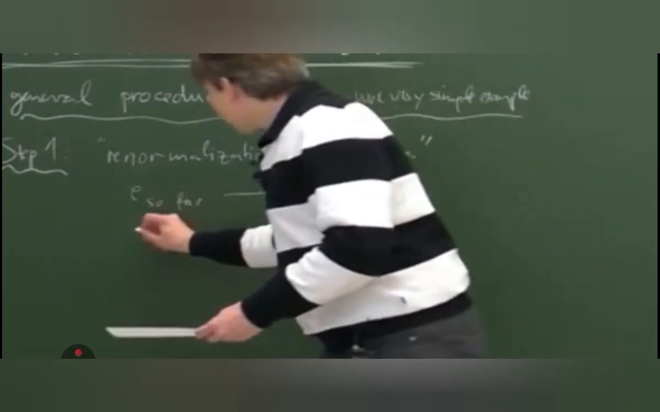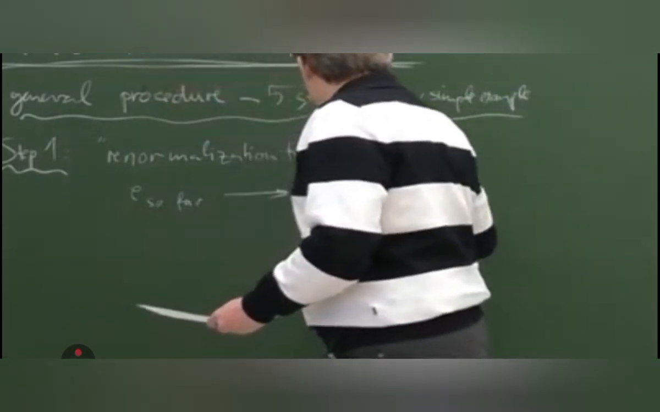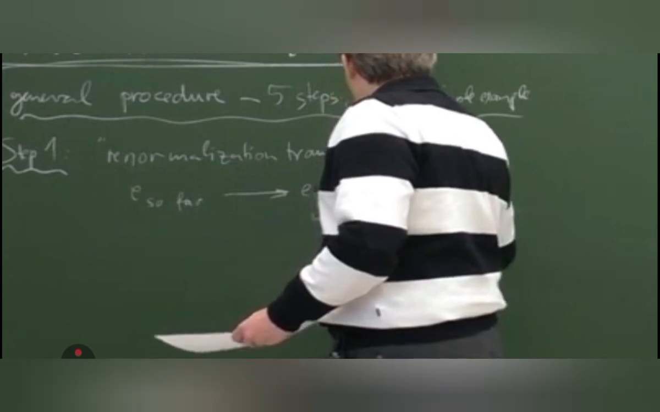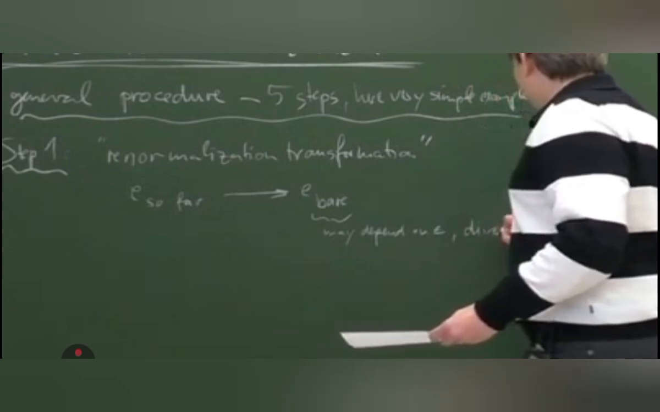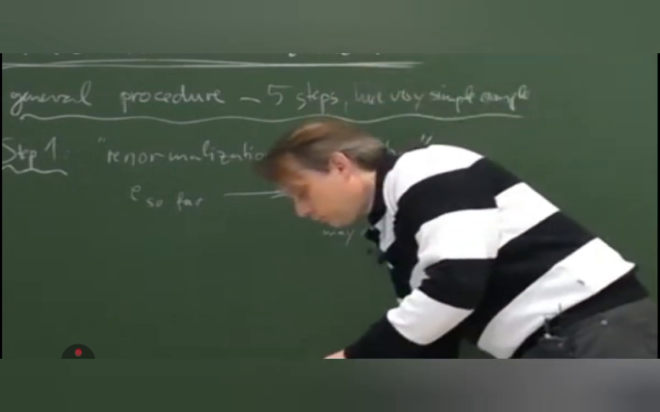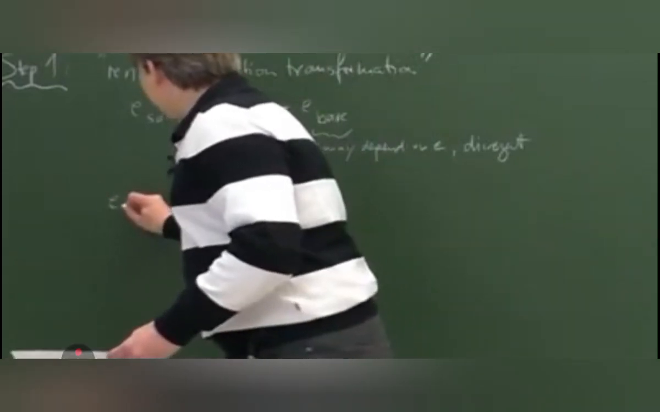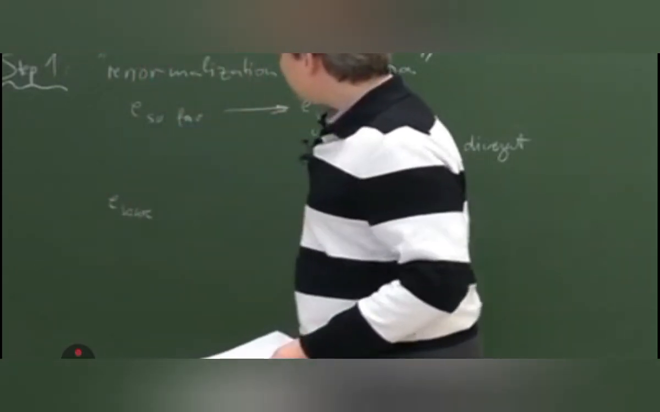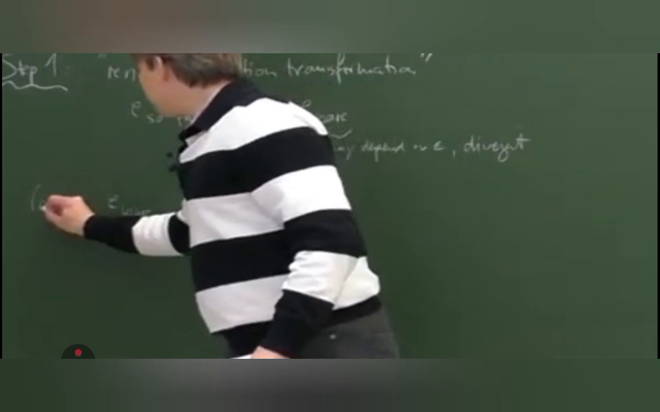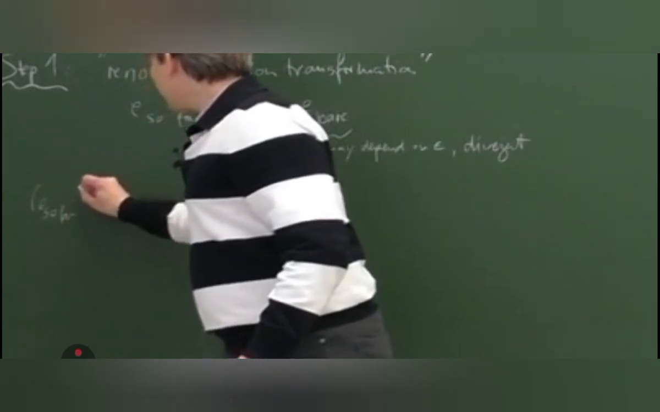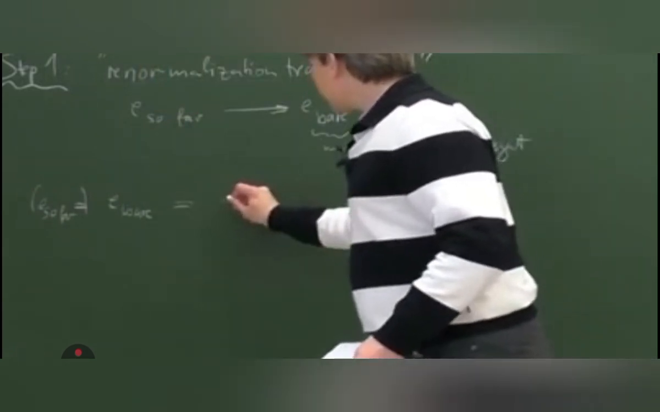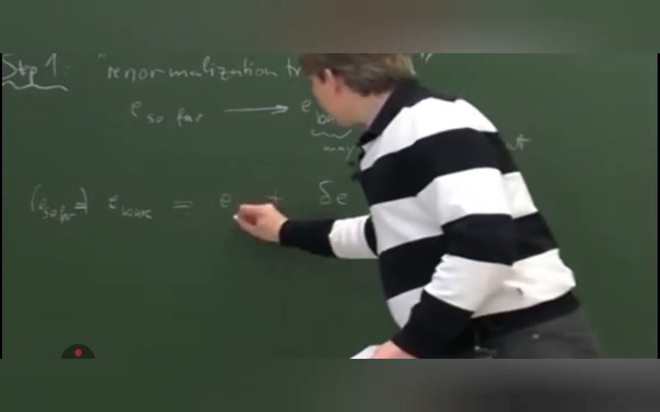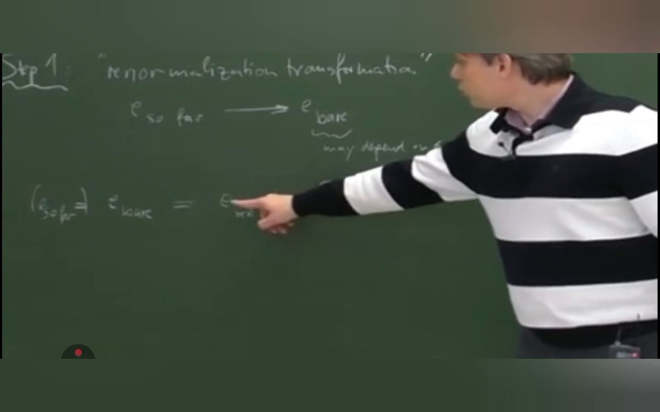What we mean by this is it may depend on epsilon and it might be divergent. And then we do what we call renormalization transformation of this bare charge, and I repeat, this is the E that we had so far. This is now called as follows. We split it into a sum like that, and let's give some explicit indices. E renormalized plus delta E.